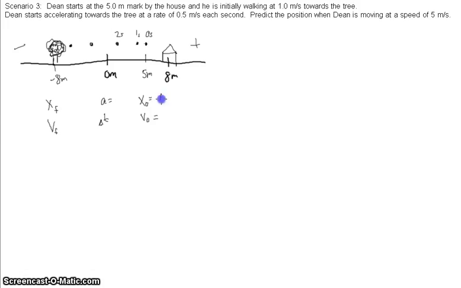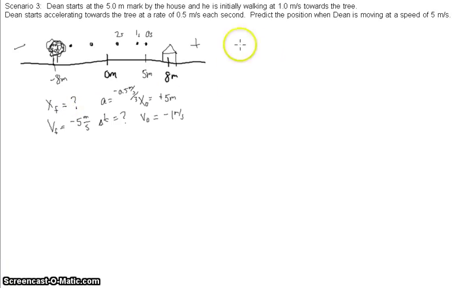Alright, so his initial position would be positive 5 meters because it is to the right of the origin. His initial velocity is going to be negative 1 meter per second because he's traveling to the left. The acceleration, since he's accelerating towards the tree, again, negative since it's to the left. So it'll be negative 0.5 meters per second squared. Time, we don't know about. Final velocity, it says it's at 5 meters per second, but since he's moving towards the tree, that implies that it is negative 5 meters per second because he's already heading to the left. And the final position is what they're looking for.